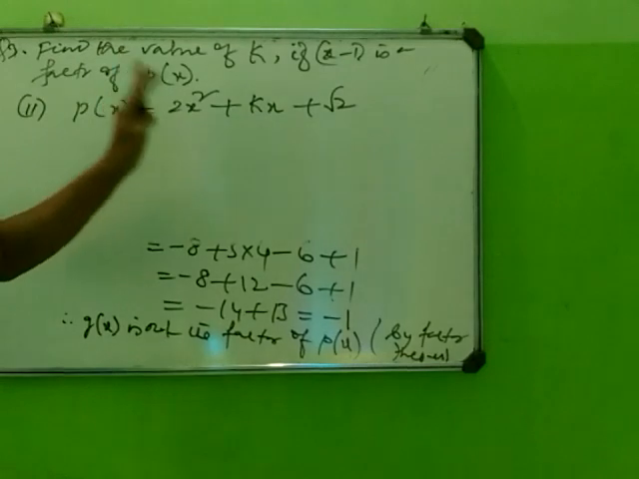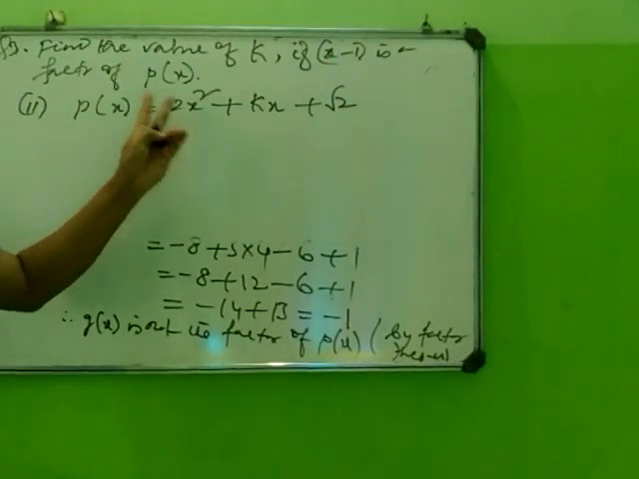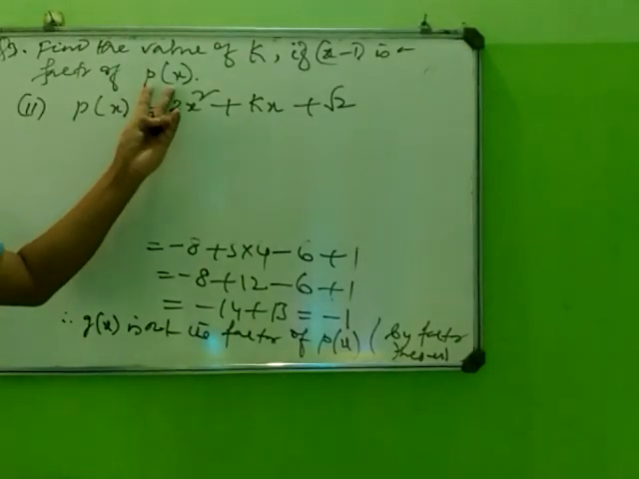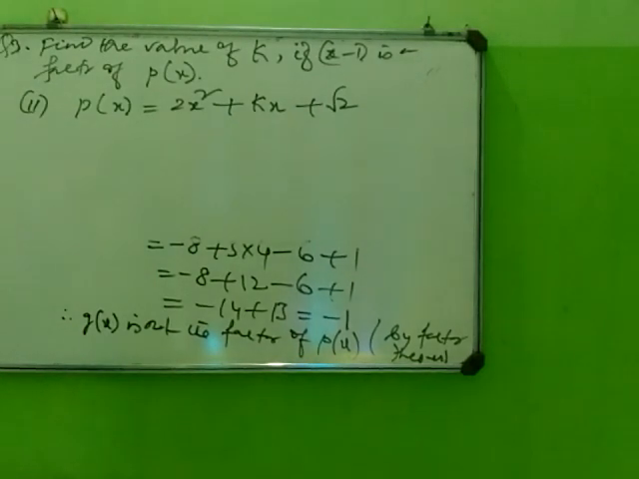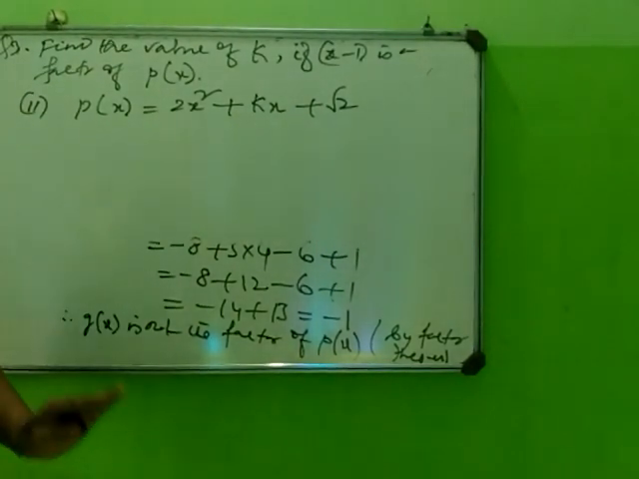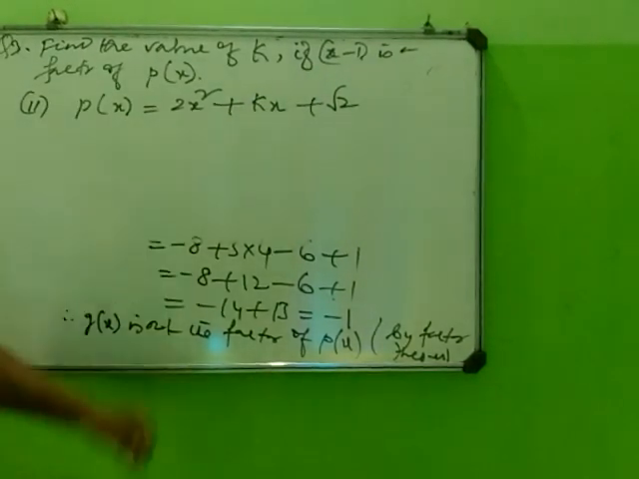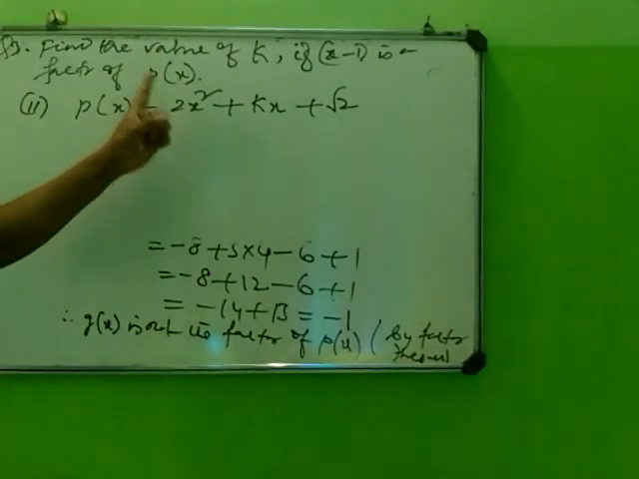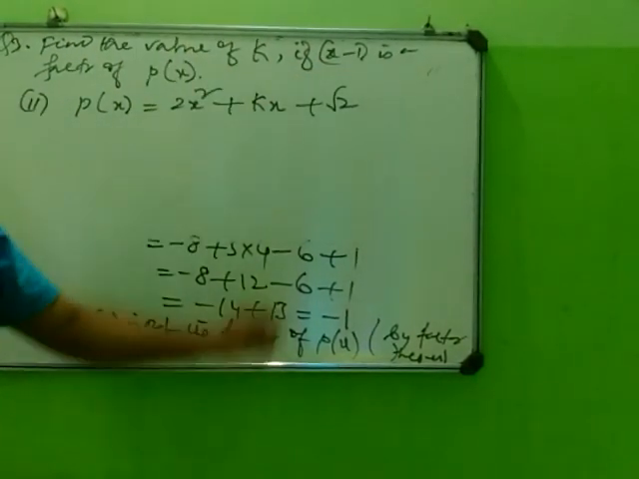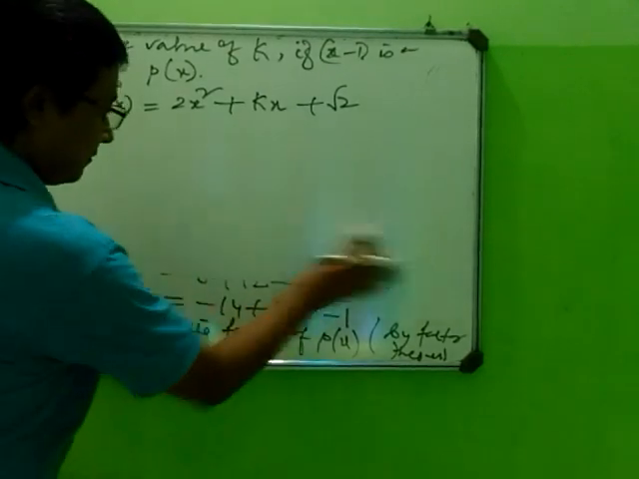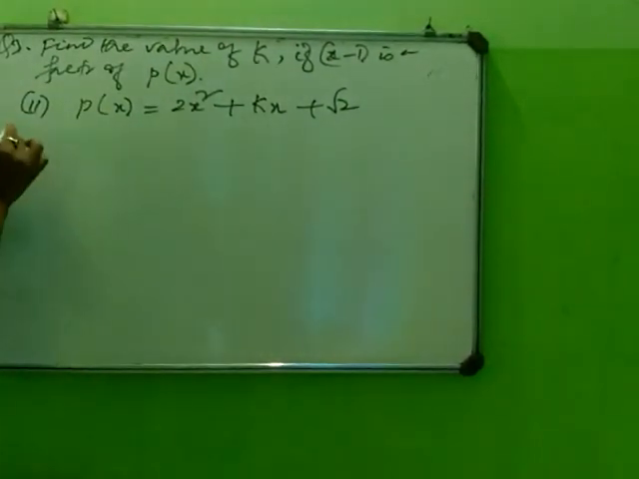That means they have given that x minus 1 is a factor of p of x, which means that if you divide p of x by x minus 1, the remainder equals 0. So here they have already declared it. It is given that x minus 1 is a factor of p of x, which means p of x is exactly divisible by x minus 1, where the remainder will be 0. Solution.